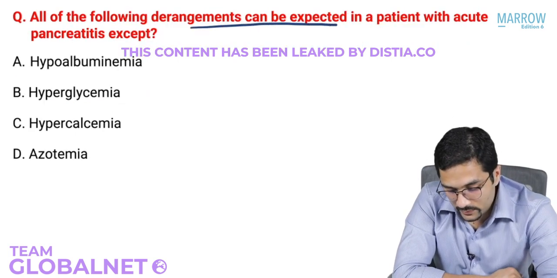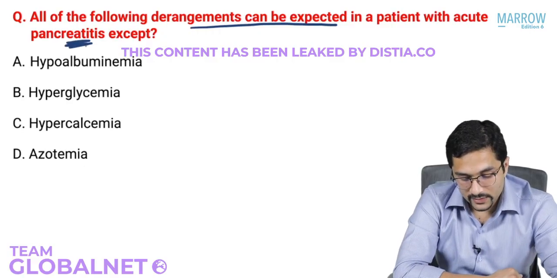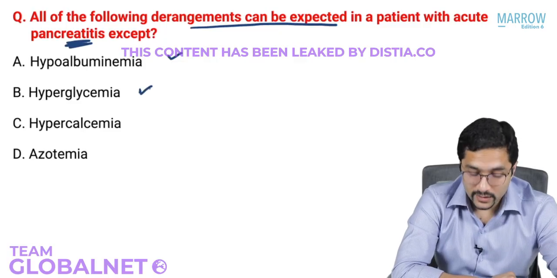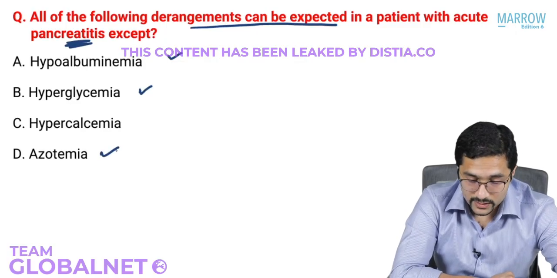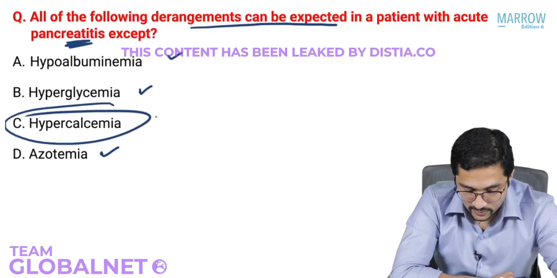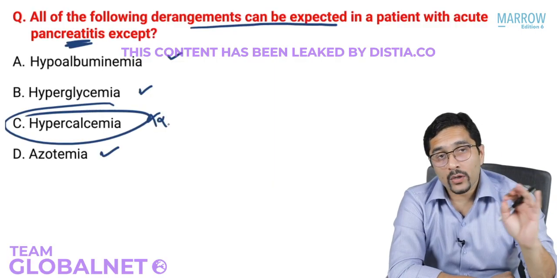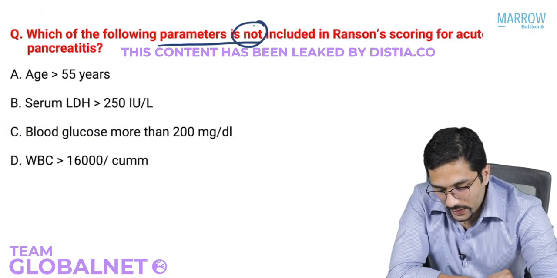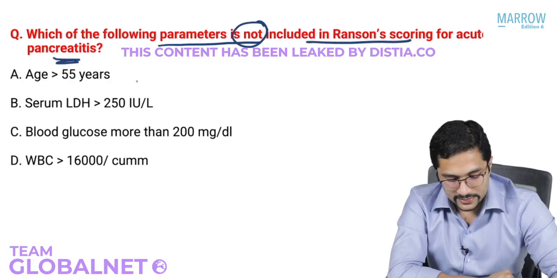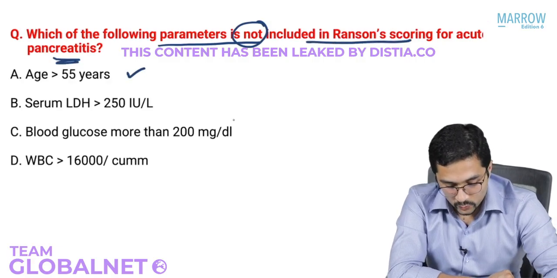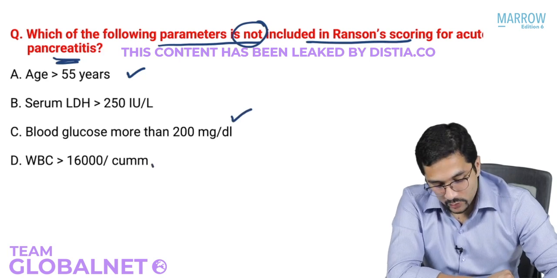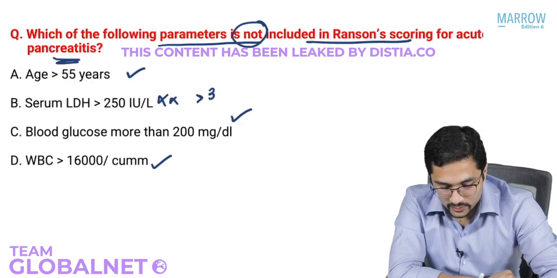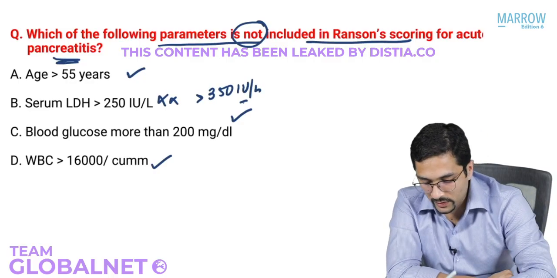All of the following derangements can be expected in a patient with acute pancreatitis except. So hypoalbuminemia can be there, hyperglycemia can be there, azotemia, that means increase in kidney function, can be there. Hypercalcemia, no, there is hypocalcemia which is seen. Which of the following parameters is not included in the Ranson scoring for acute pancreatitis? Age more than 55 is there, glucose more than 200 is there, WBC more than 16,000 is there, LDH more than 250 is not there, LDH should be more than 350 international units per liter.